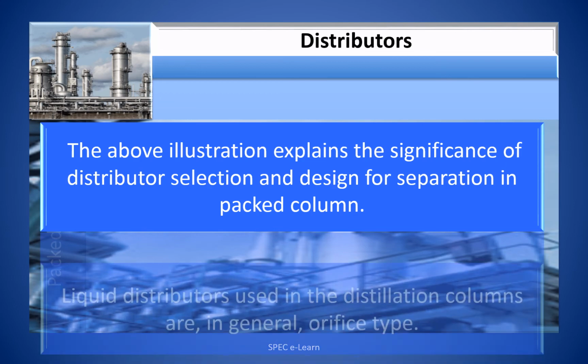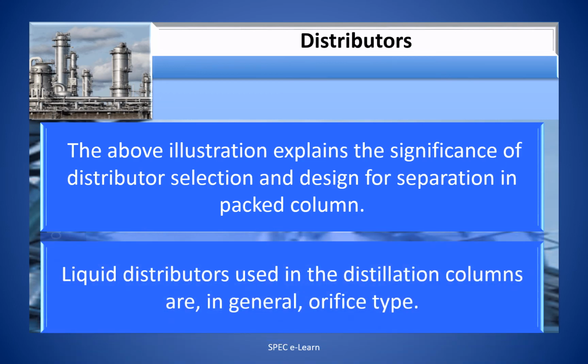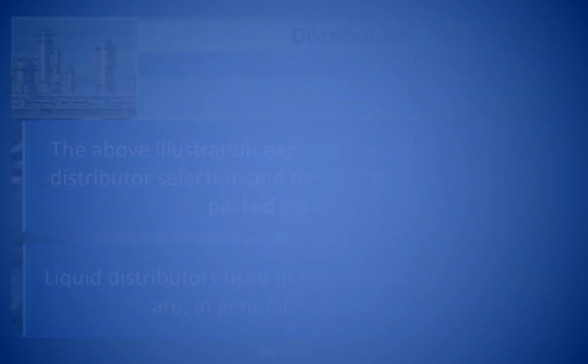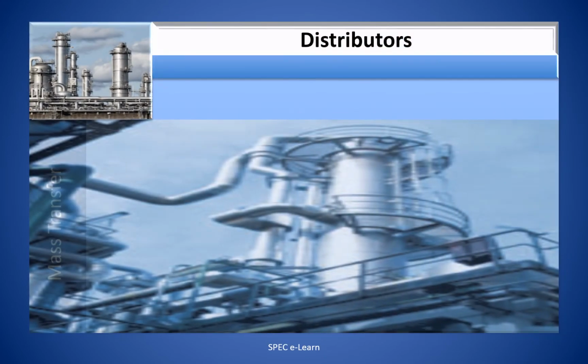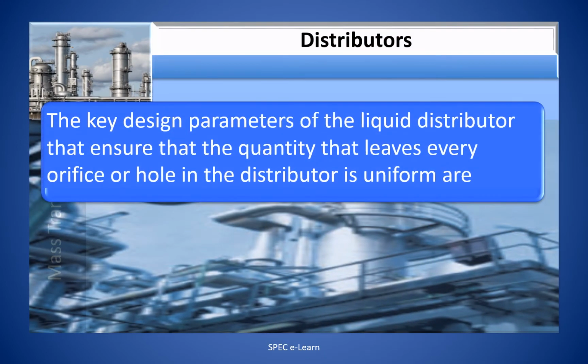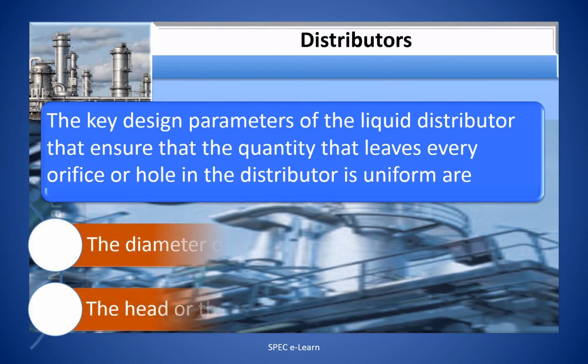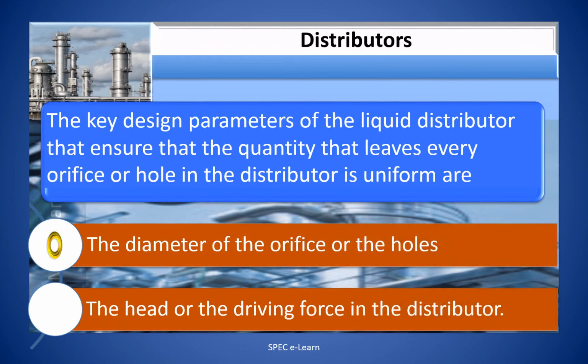Liquid distributors used in distillation columns are in general of orifice type. The key design parameters of the liquid distributor that ensure that the quantity that leaves every orifice or hole in the distributor is uniform are: 1. The diameter of the orifice or the holes. 2. The head or the driving force in the distributor.